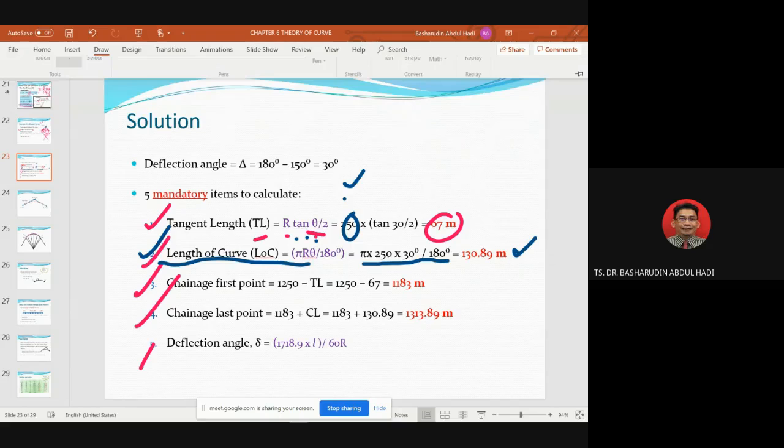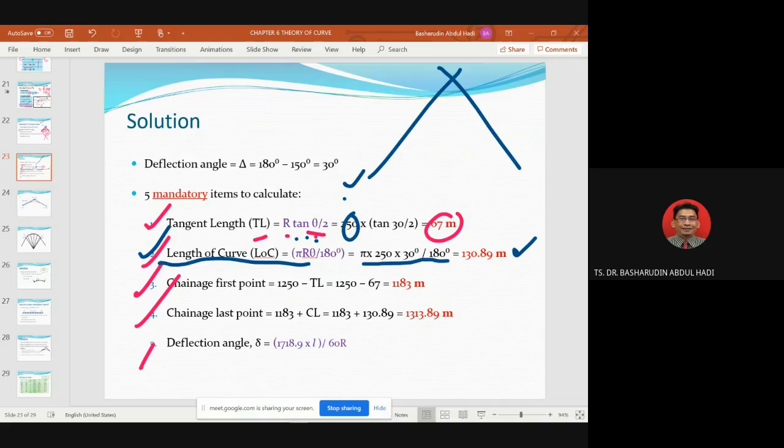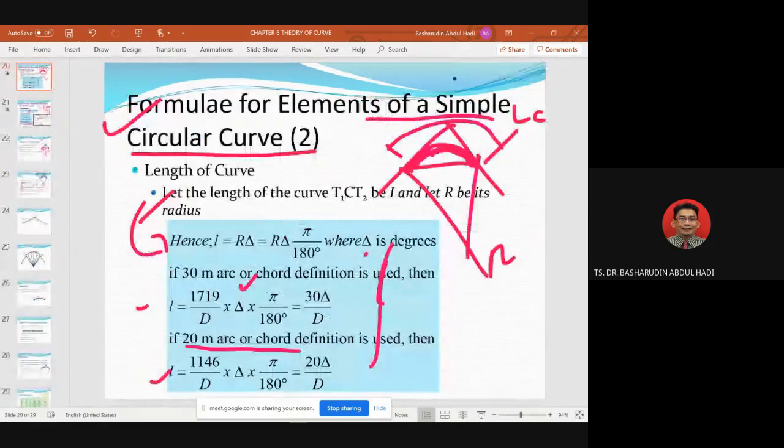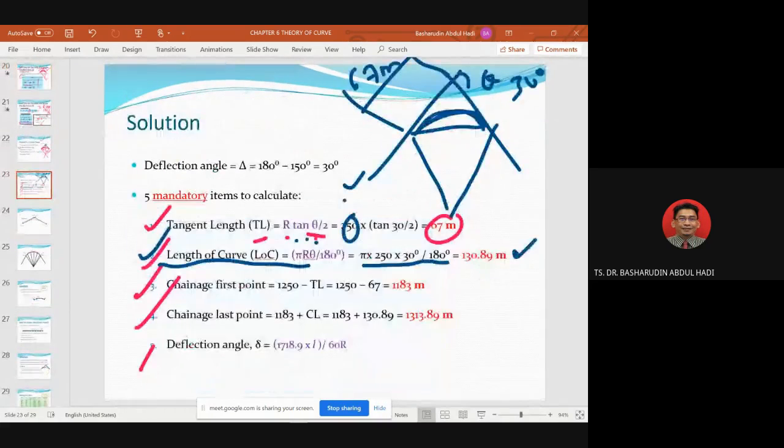Let me draw your curve again. So we have point I. We call it this one. We have your radius, and we have the curvature curve. And we still remember the deflection angle is 30 degree. Your tangent length here is around 67 meter. And you still remember the chainage at point I here, like this.